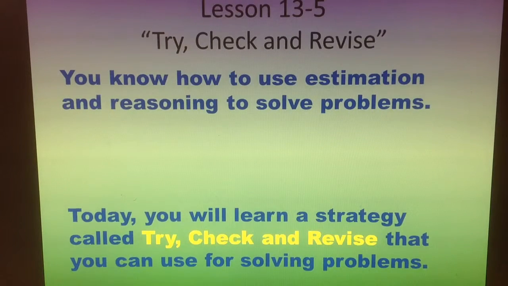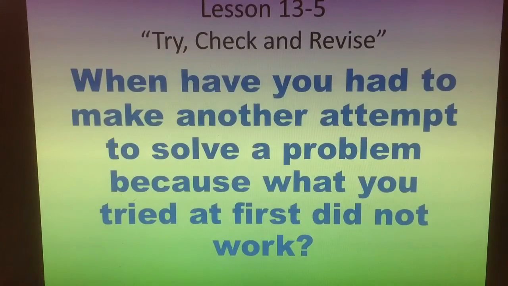Hello. Today is lesson 13-5, the last lesson in Unit 13, and it's a problem-solving lesson called Try, Check, and Revise. You know how to use estimation and reasoning to solve problems. Today you'll learn a strategy called Try, Check, and Revise that you can use for solving problems.